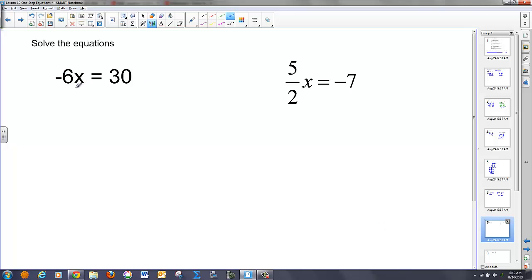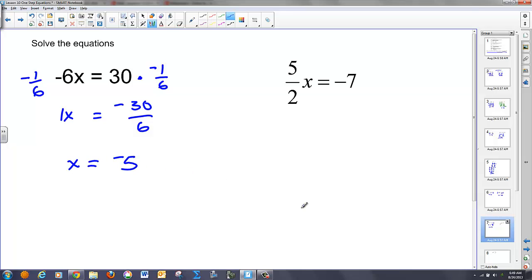Here I have a multiplication of negative 6 to the x, and I want to undo that. So I can multiply by its reciprocal. But if I want to make it positive, I have to have a negative 1/6. So I get a positive 1x here. I'm going to multiply this side by a negative 1/6. This gets me a negative 30 over 6. So therefore, x equals, after reducing, -5.